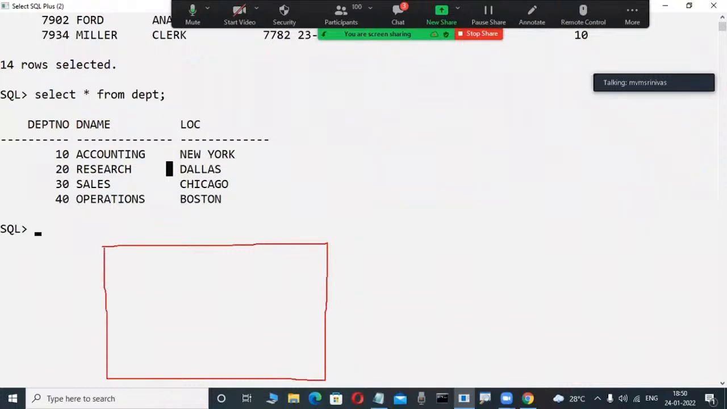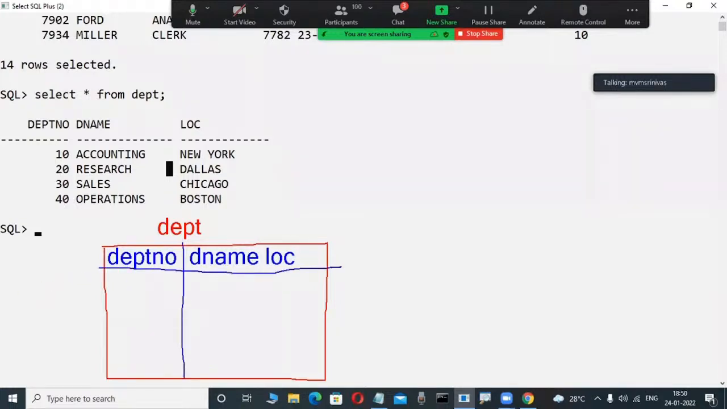A simple technique is there. Suppose this is a DEPT table, given by Oracle Corporation. In this DEPT table, 3 columns are there: DEPT number, DNAME, and location. Okay, fine. Slowly observe here. These are the 3 columns that are available.